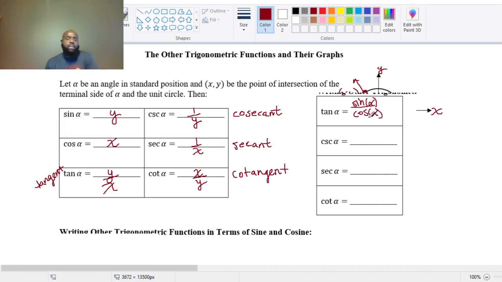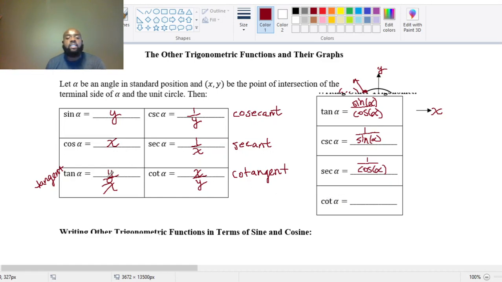So tangent is exactly equal to that. Cosecant is 1 over y, and since sine of alpha equals y, we can write cosecant as 1 over the sine of alpha. That is 1 over the sine of that angle, whose sine value is y. Secant is 1 over x, and since x is the same thing as cosine of alpha, secant of alpha is 1 over the cosine of alpha.